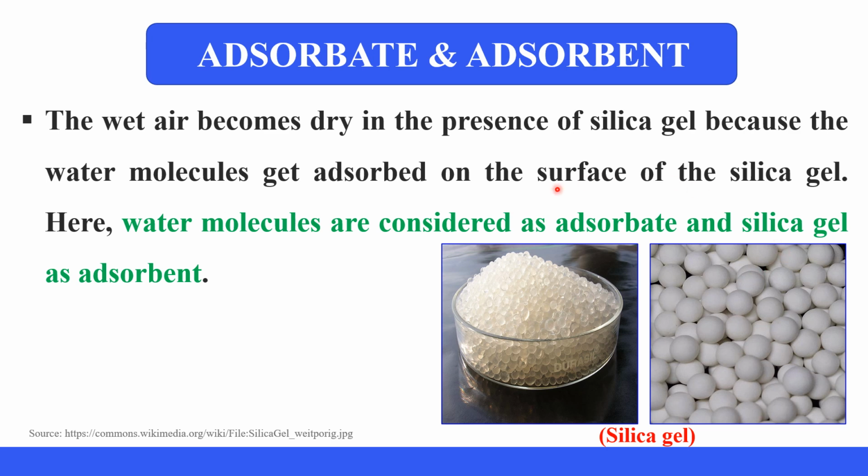The silica gel shown in this picture is a best example for adsorbent. The wet air becomes dry in the presence of silica gel because the water molecules get adsorbed on the surface of the silica gel. Here the water molecules are considered to be adsorbate and the silica gel is considered to be adsorbent as it provides the surface for adsorption.